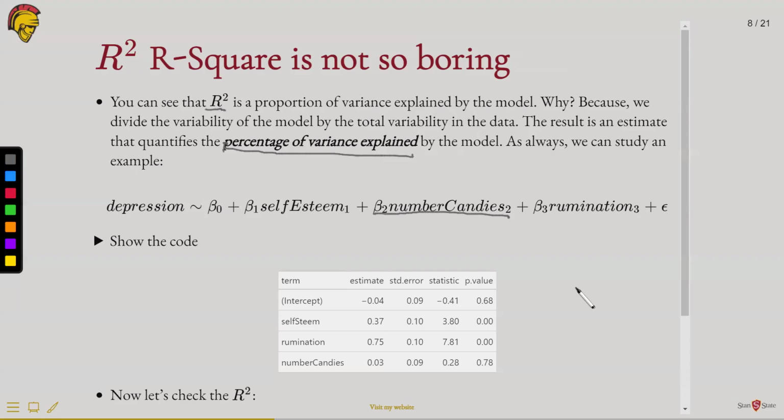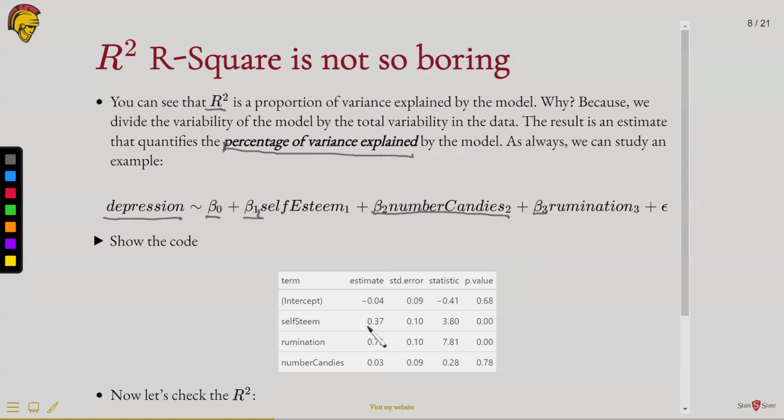But let's see an example here. Actually, I'm estimating an example right here. In this model, I'm using depression as my dependent variable or outcome, right? And remember, we have an intercept. We have this slope right here, theta 1, another slope, and another slope. We will have a slope for each independent variable. That's how it works in regression. And once you estimate the model, of course, you will see something like this.